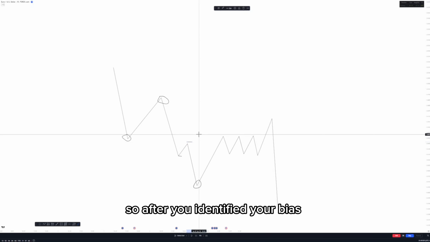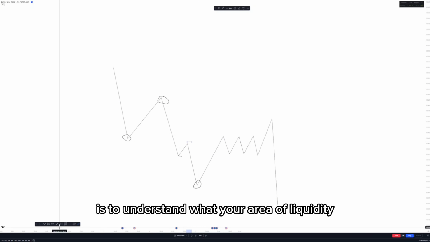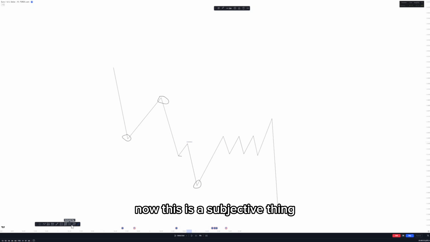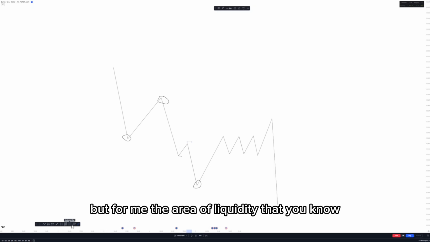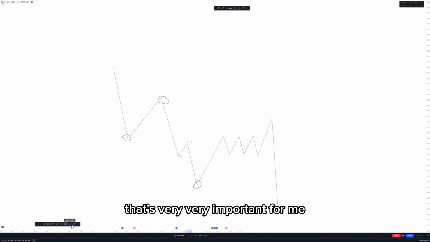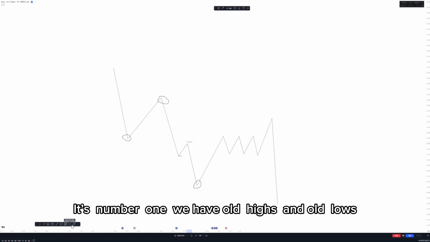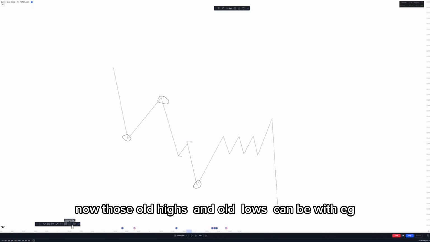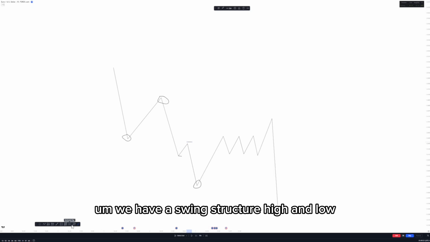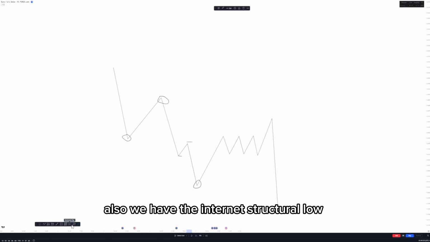After you identify your bias, the next thing is to understand your area of liquidity. This is a subjective thing, because a lot of people have what they call the area of liquidity. For me, the very important ones are, number one, old highs and old lows. Those old highs and old lows can be, for example, the swing structural high and low. Also, we have the internal structural low.